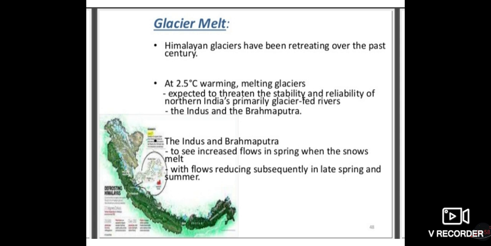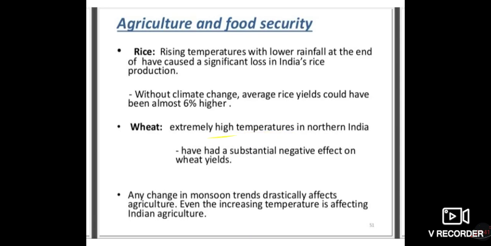And another one is glacier melt. With 2.5 degrees of warming, melting glaciers are expected to threaten the stability and reliability of northern India, primarily the glacier-fed rivers, the Indus and Brahmaputra. The Indus and Brahmaputra will see increased flow in spring when the snows melt, with flows reducing subsequently in late spring and summer. Nowadays, because of this melting, flooding is happening on one side, and on the other side it is reducing the spring and summer flow. This is glacier melt, one of the issues.